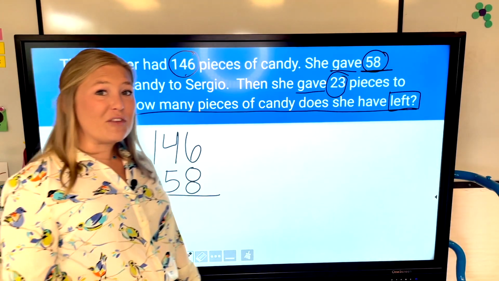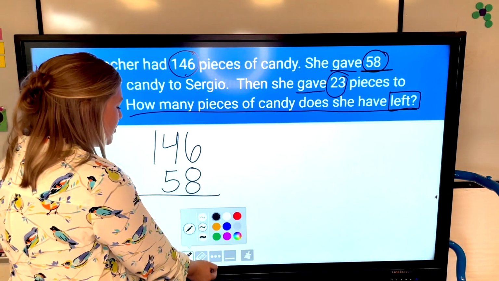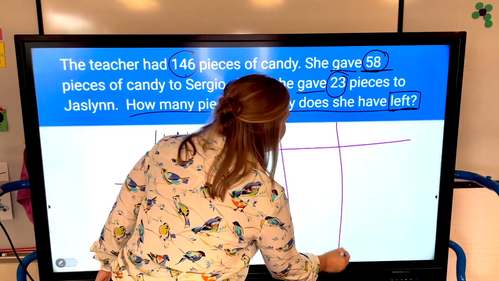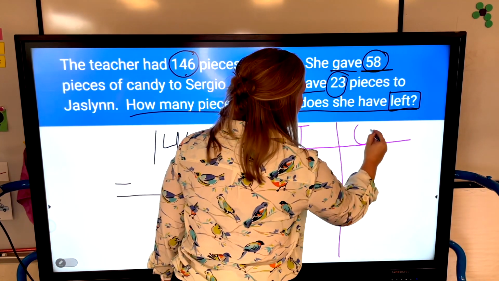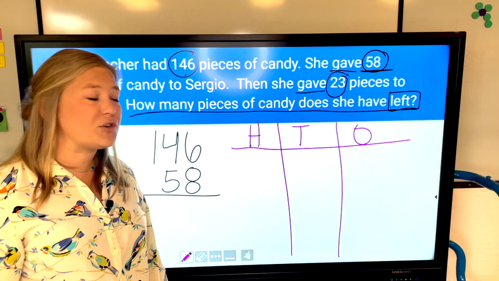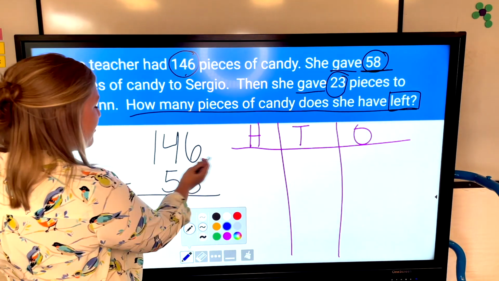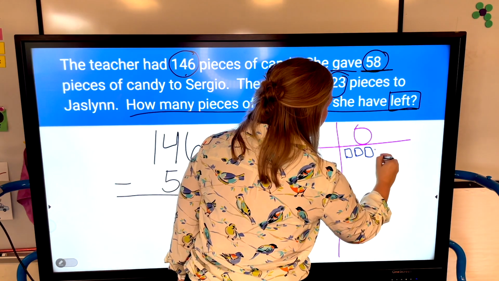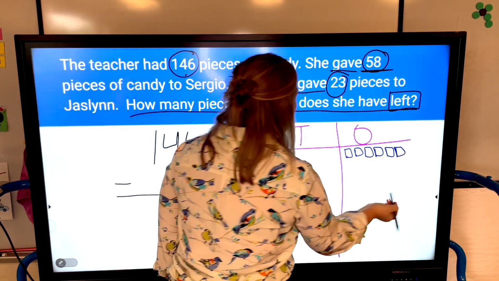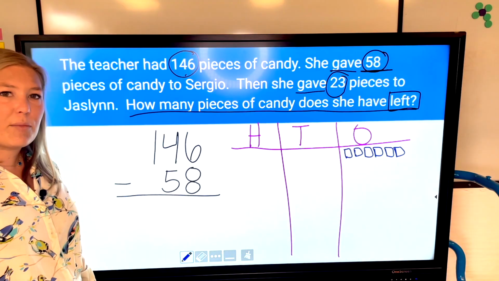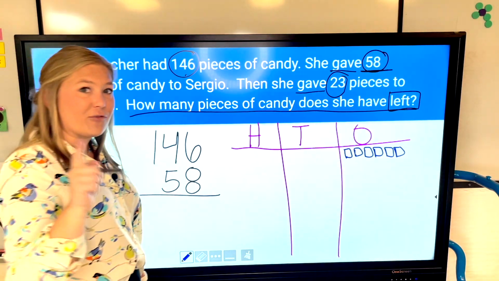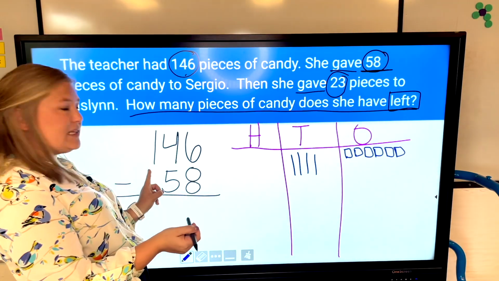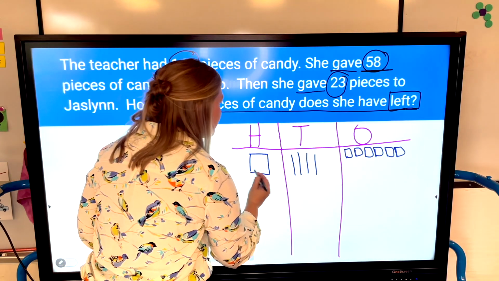I think we should do this problem with the place value chart. So I'm going to use a different color because why not? And I'm going to quickly draw my hundreds, tens, and ones place to help me solve this subtraction problem. So I see that I have 146. There are 6 ones. 4, 5, 6. How many tens do I need to draw for the number 146? That's right, 4. 1, 2, 3, 4. And the last one is our hundreds place, and I see a 1. So I just have 100.